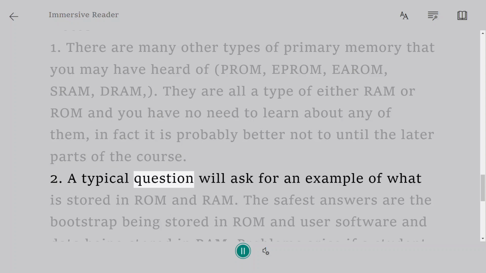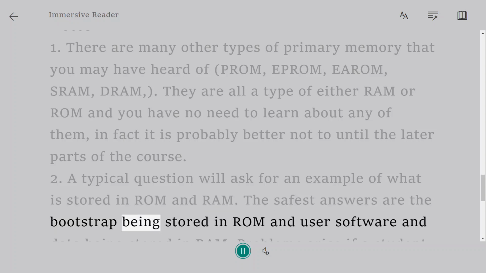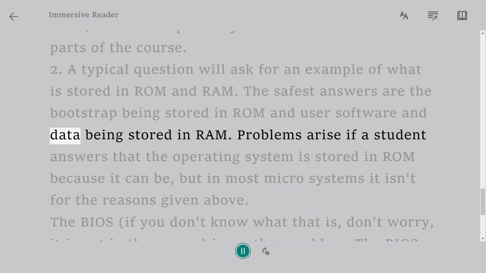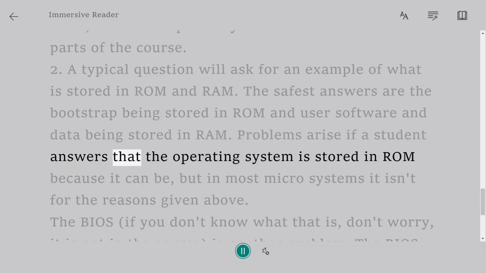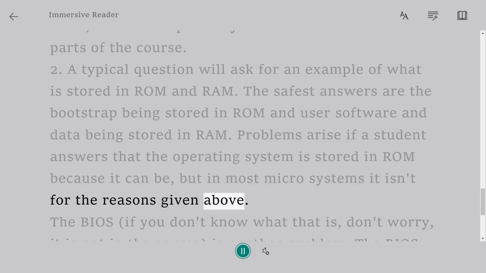2. A typical question will ask for an example of what is stored in ROM and RAM. The safest answers are the bootstrap being stored in ROM and user software and data being stored in RAM. Problems arise if a student answers that the operating system is stored in ROM because it can be, but in most microsystems it isn't for the reasons given above.